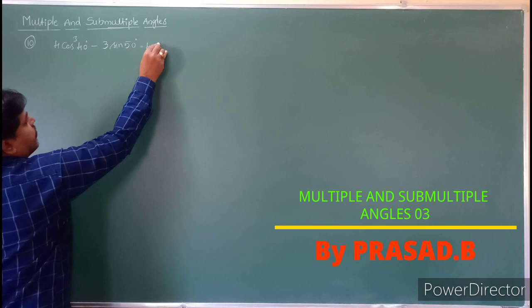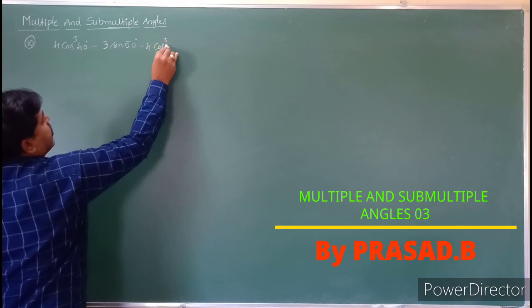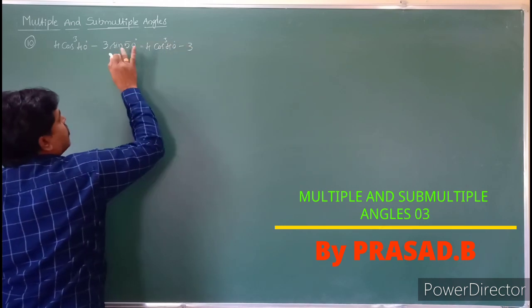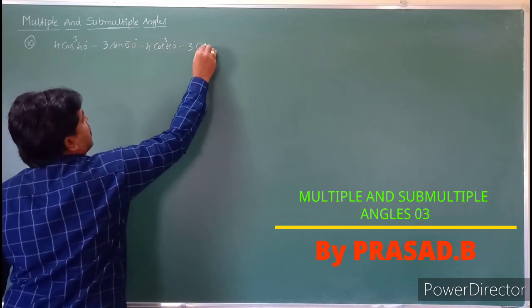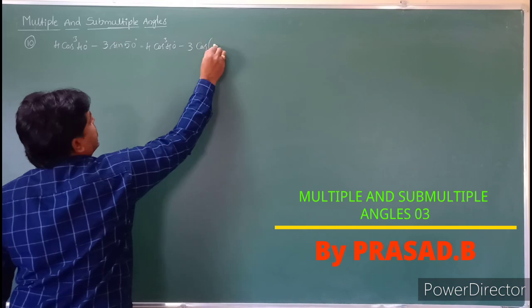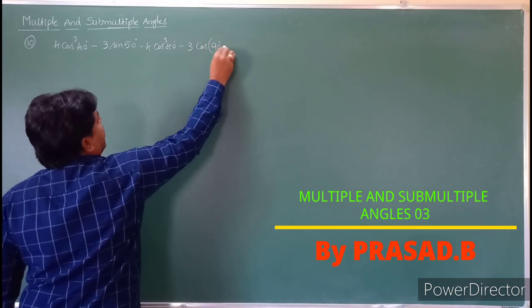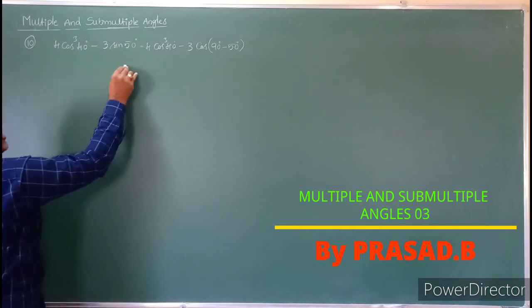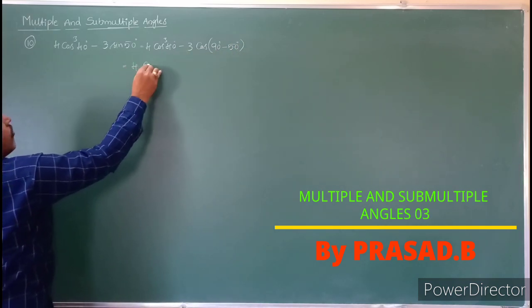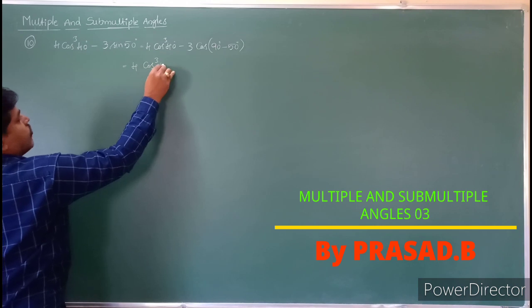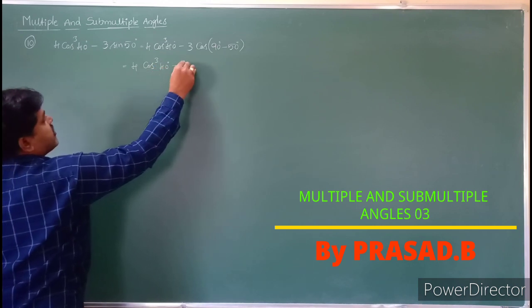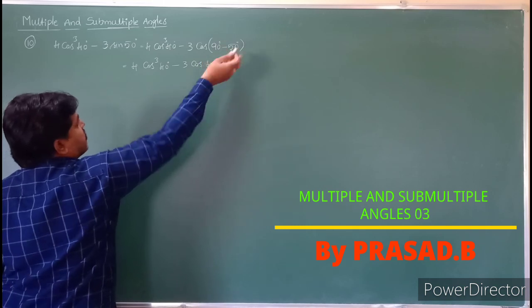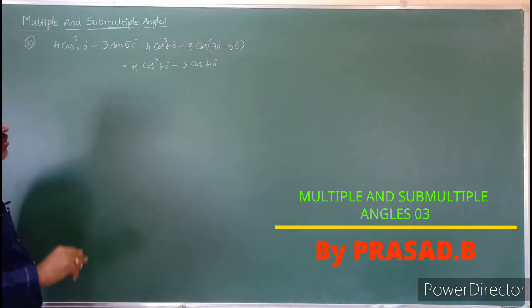This can be written as 4 cos cube 40 degrees minus 3 into sin theta, which you can write as cos of 90 minus theta. That is nothing but 90 minus 50 degrees. So that is equal to 4 cos cube 40 degrees minus 3 into cos of 90 minus 50, which is 40 degrees.